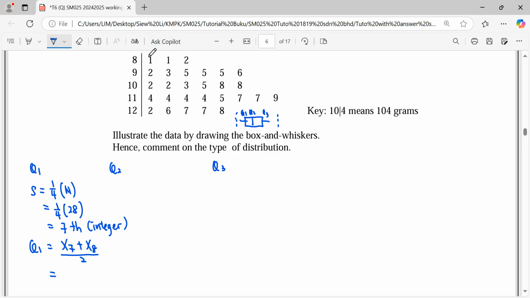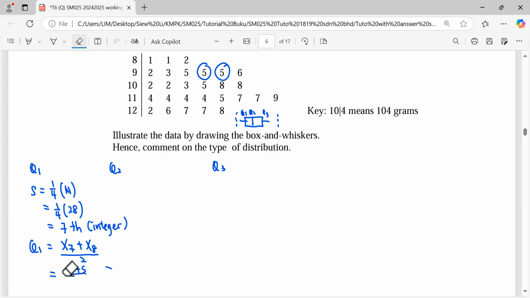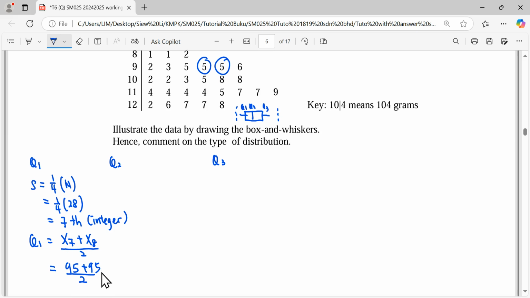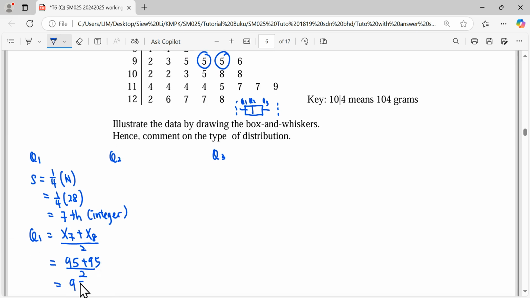So data number 7, this is the first one, second, third, fourth, fifth, 6, and 7. So this is data number 7, this is data number 8. So 5 plus 5 divided by 2 is still equal to 5. Alright, so this is not correct. It's not 5.5. We cannot read this. This is 95. Data of 95 plus 95 divided by 2. So the data here is 95.